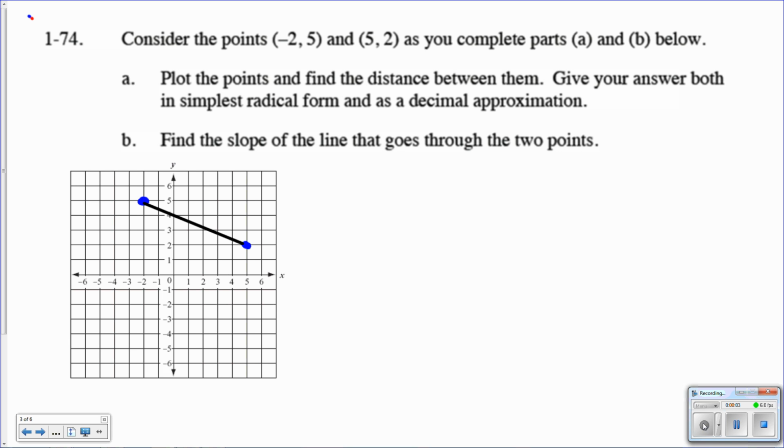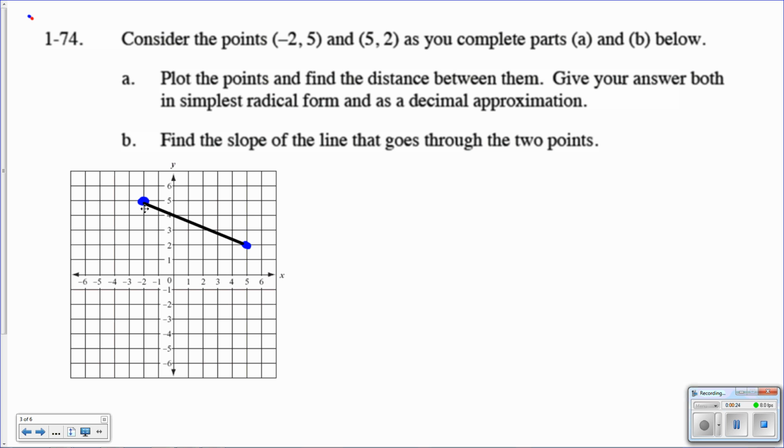Problem 1-74. Consider the points -2, 5 and 5, 2 as you complete parts A and B below. Part A. Plot the points and find the distance between them. Give your answer both in simplest radical form and as a decimal approximation.